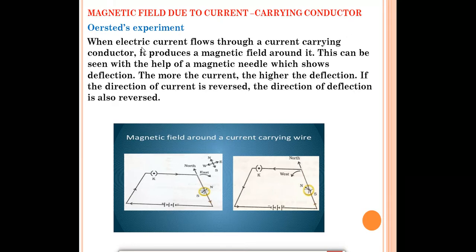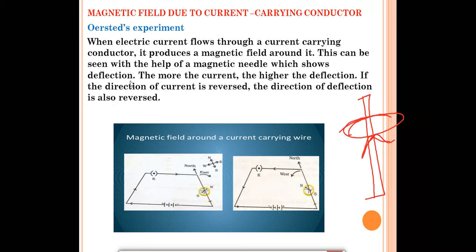Oersted's experiment: when electric current flows through a current carrying conductor, it produces a magnetic field around it. So what happens? Whenever an electric current flows through a conductor, suppose this is one of the conductors, magnetic field will be produced around the conductor. This can be seen with the help of a magnetic needle which shows deflection.